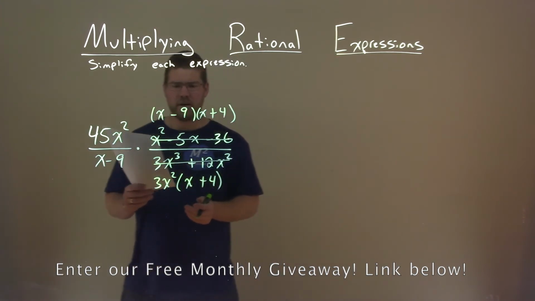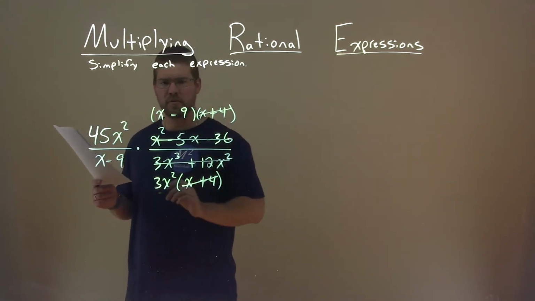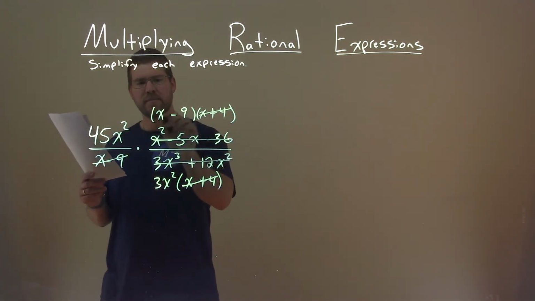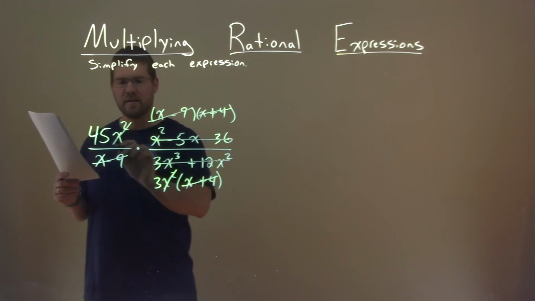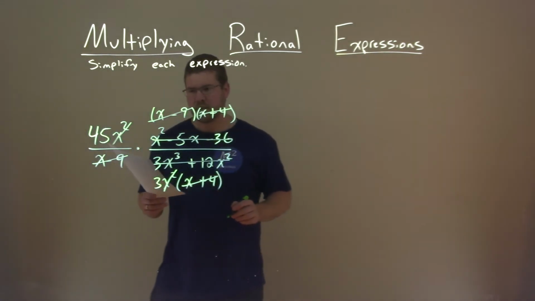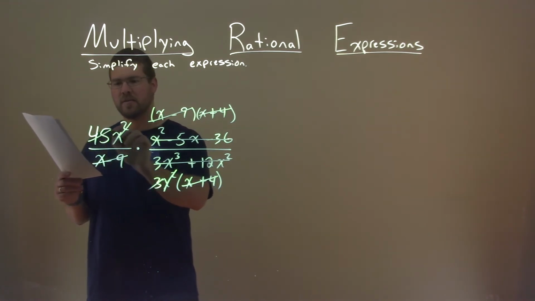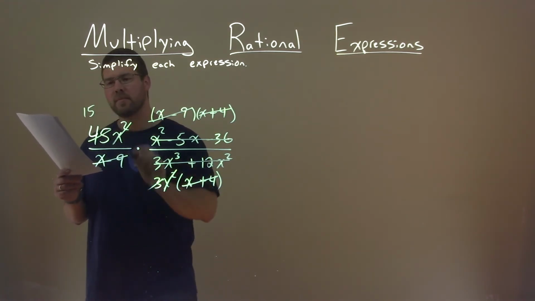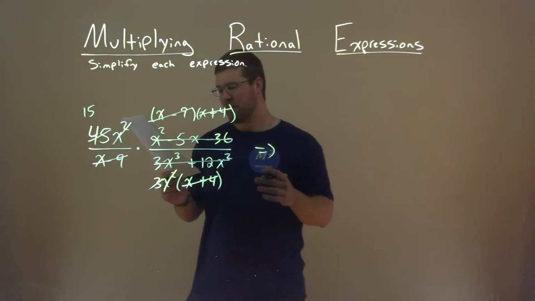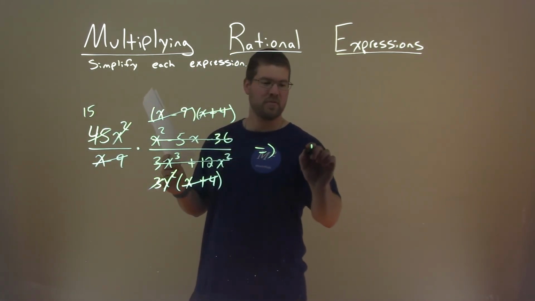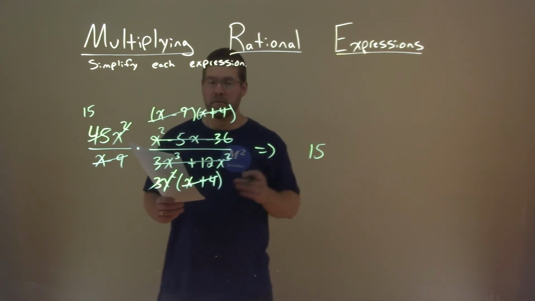Now we need to simplify or cross off what we can. x plus 4 here. x minus 9, x minus 9. x squared and x squared. And well, what's 45 divided by 3? Well, that's 15. And so after all of that, everything really cancels out except for, well, just the 15 comes over. And so our final answer here is just 15.